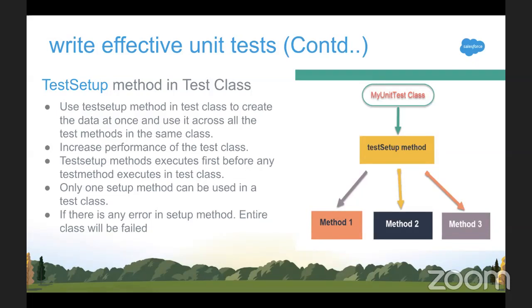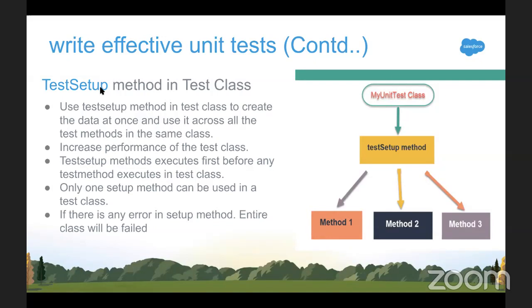So I don't want to do that. So can we have a separate way where I insert all my records only once, and I can use those records in my respective methods? Yes, we do have that. It is called TestSetup. So what will TestSetup do?